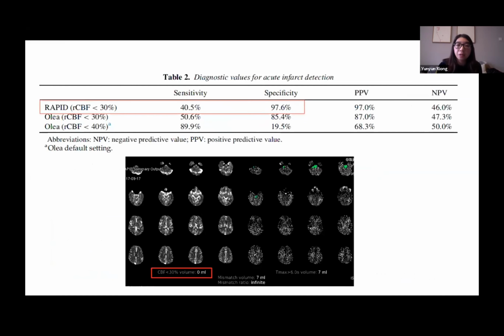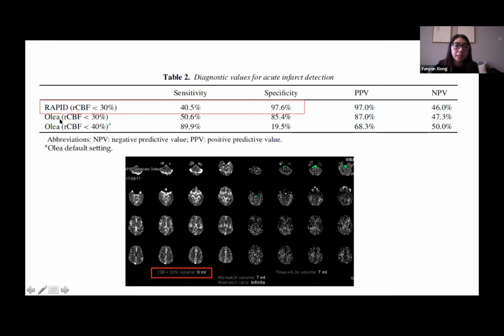And to diagnose whether a patient has an acute infarct, comparing RAPID and OLEA, we can see that RAPID has relatively low sensitivity, less than 50%, with very high specificity, almost 98%. For OLEA, the default setting for this software is rCBF less than 40% as the core volume. And we need to compare whether 30% is another criterion.